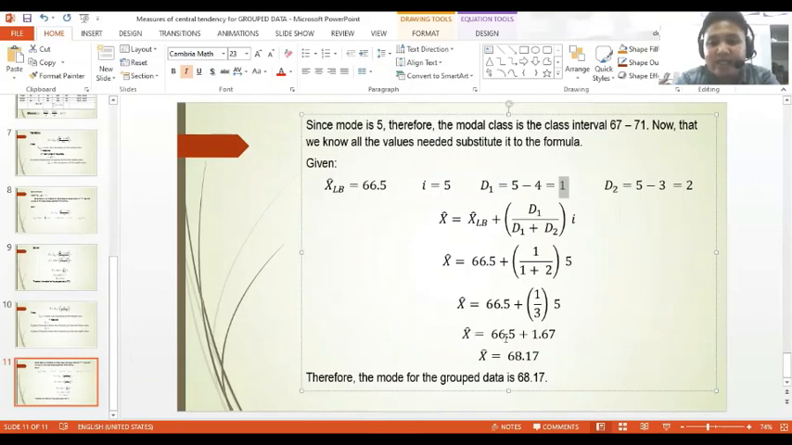So, i-add lang natin ito siya. So, our mode is 68.17. So, that will be all.